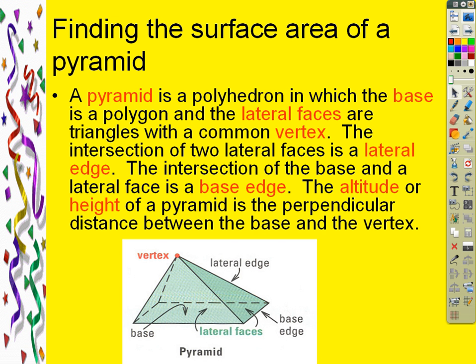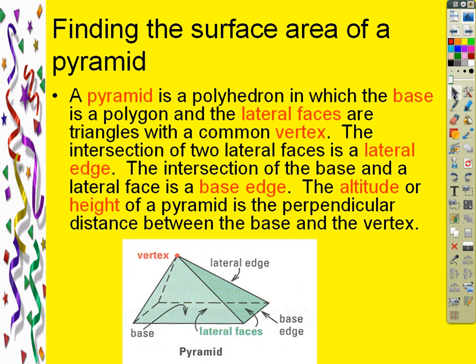Now we would say that the height, or the altitude, in our book they call it a height, so we'll just stick with that. The height is just the perpendicular distance. If I draw this, now watch how this works: the perpendicular distance from the vertex down to the base. Does that make sense? So if I dropped a rock from the vertex and it fell vertically, how far would it fall before it hit the base? That's the height.